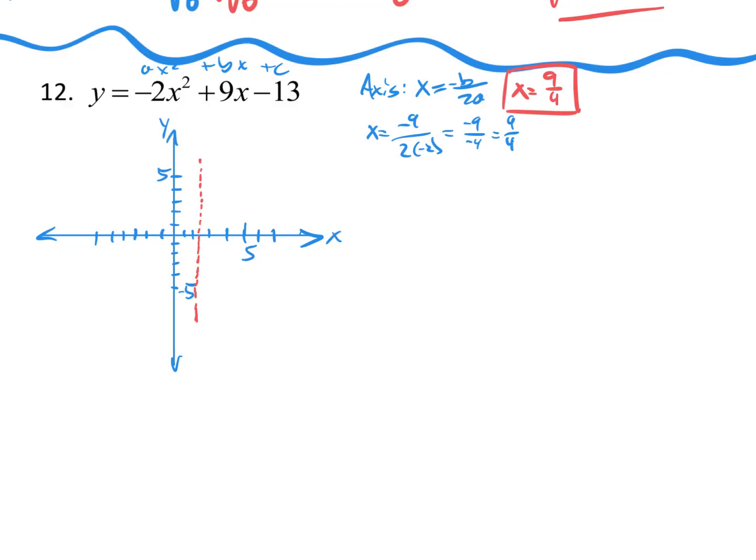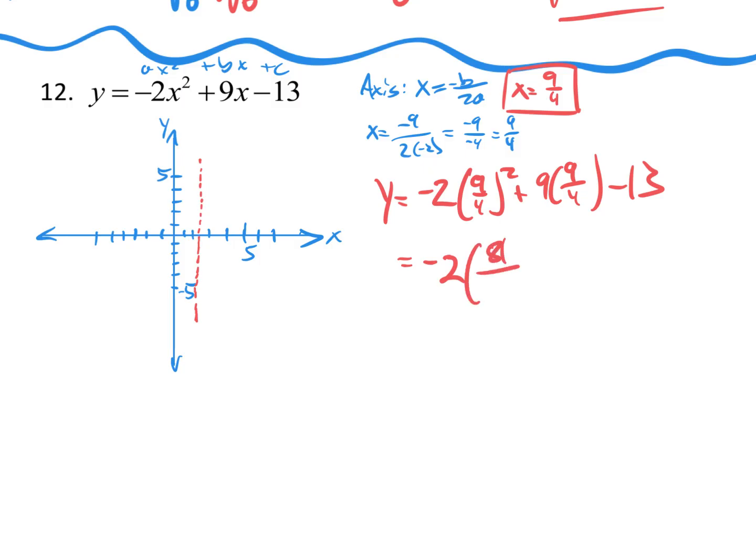Okay, and so we got y equals negative 9. Nope, sorry, negative 2. That's from the equation. Reading the equation here, we're going to plug this in for x. So negative 2 times 9/4 squared plus 9 times 9/4 minus 13. Okay, well, here we go. Arithmetic time. Negative 2 times 81/16. And this is 81/4.